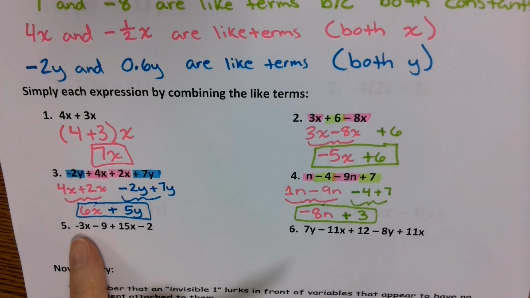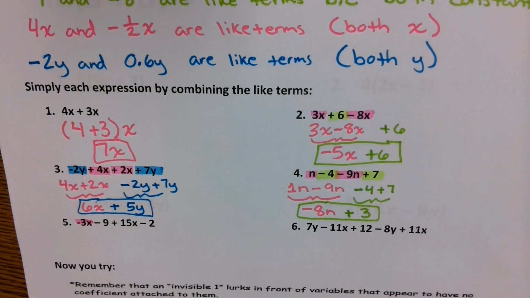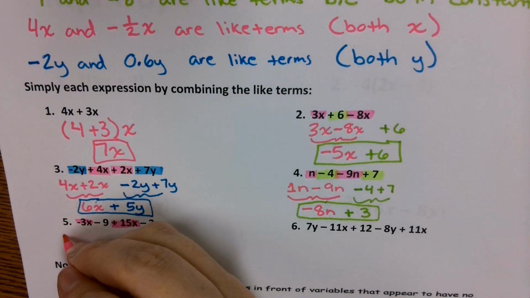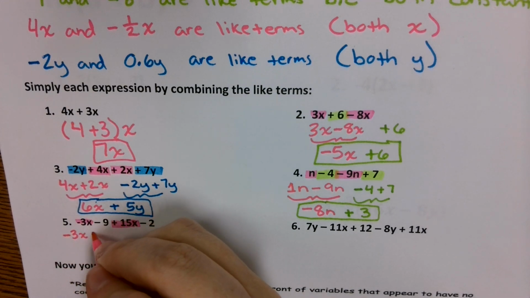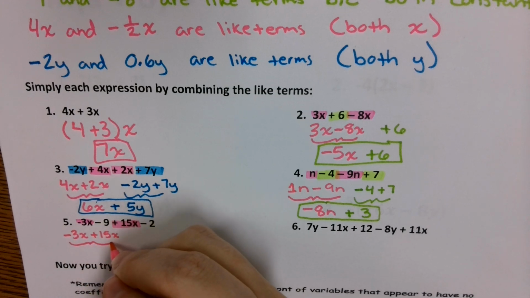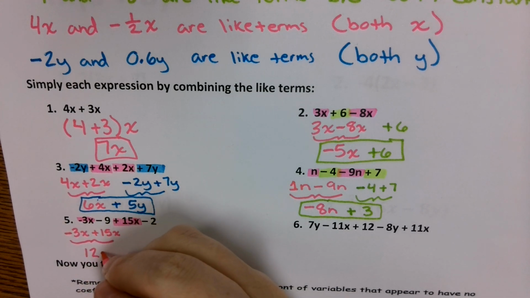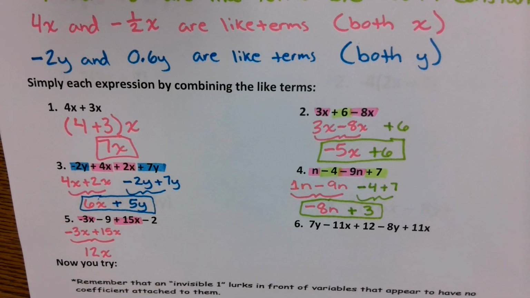All right. For problem number 5, starting with our first term, it is a negative 3x. Do we have anything in common? Positive 15. Good. So we have positive 15x. So I'm going to write those down. I've got negative 3x, positive 15x. What do I get when I do negative 3x plus 15x? Positive 12x. Don't forget your variables, guys.